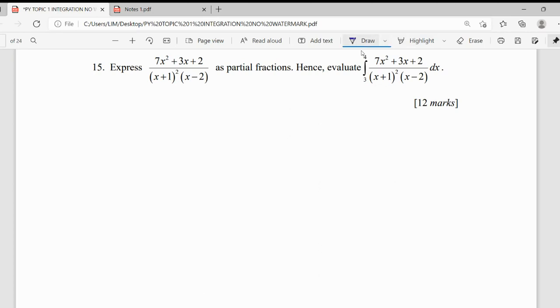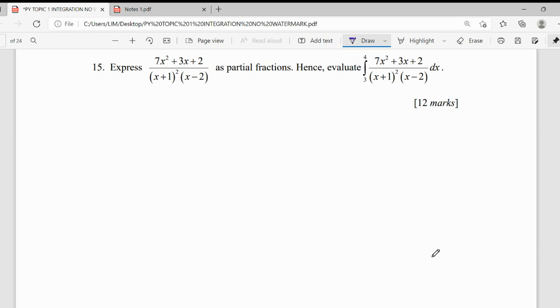So for these questions, we look at this question: express this as partial fractions, without guidelines. It just asks you to express this fraction in partial fractions, hence evaluate, find this integration. So it depends on our basics in finding our partial fractions.